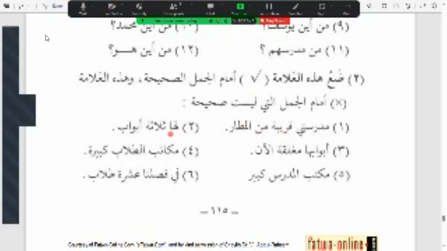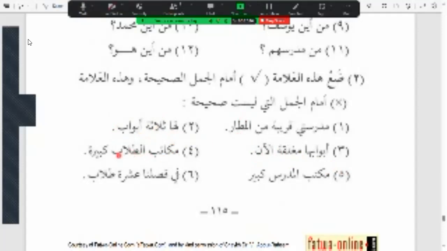Then لها ثلاثة أبواب. The school has 3 doors. Is it correct? If it's correct, you put a tick. If it's wrong, you put an X. I'm not going to give you this answer, but I'm going to write أبواب مغلقة الآن. Are the doors open now? Is it correct? If you're not sure, you can check in the passage.